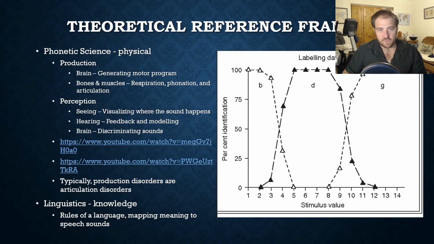Typically, production disorders are articulation disorders. So if you have a problem producing a sound, that's usually an articulation disorder. So production. Usually it's a bone and muscular problem. It's not usually the brain. The phonological disorders are a little bit more rare. Though, of course they happen.